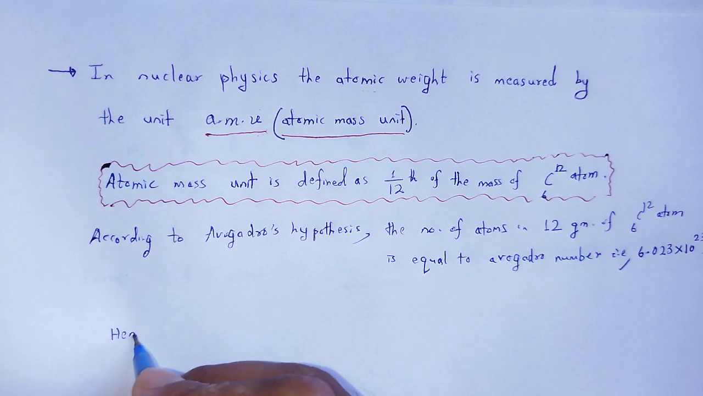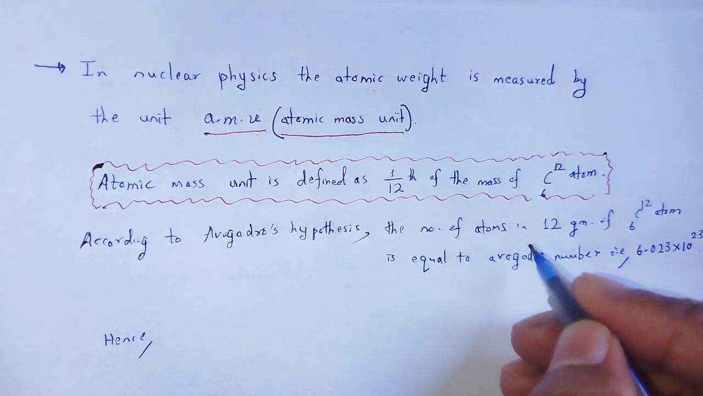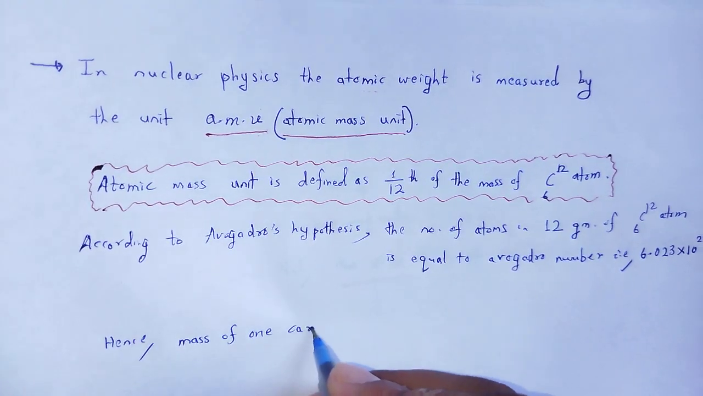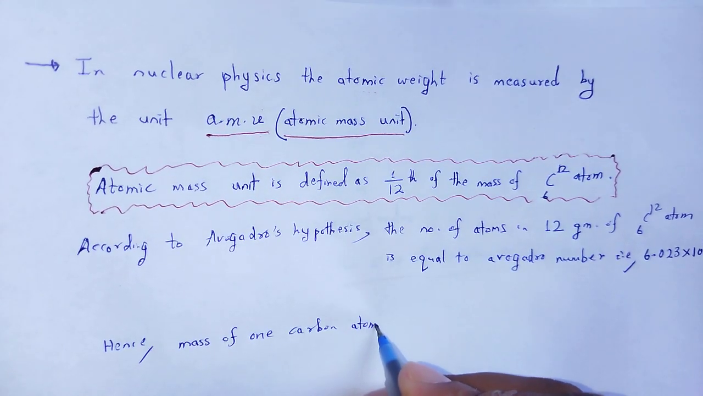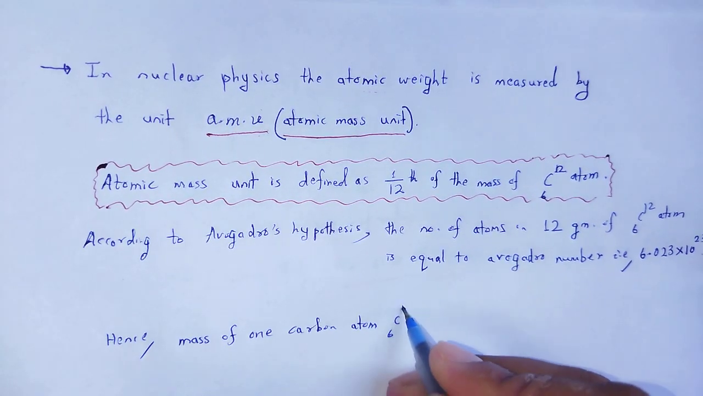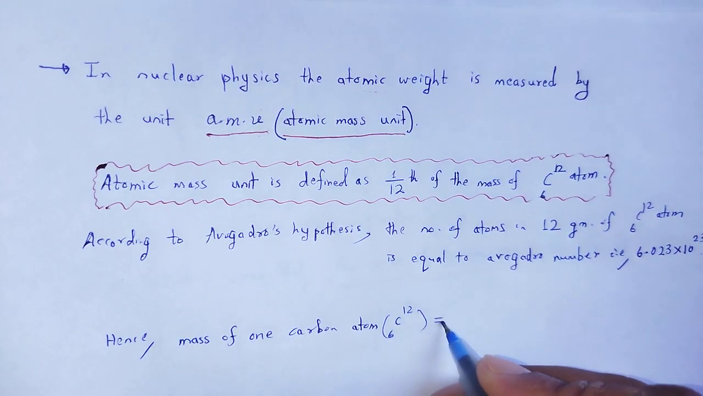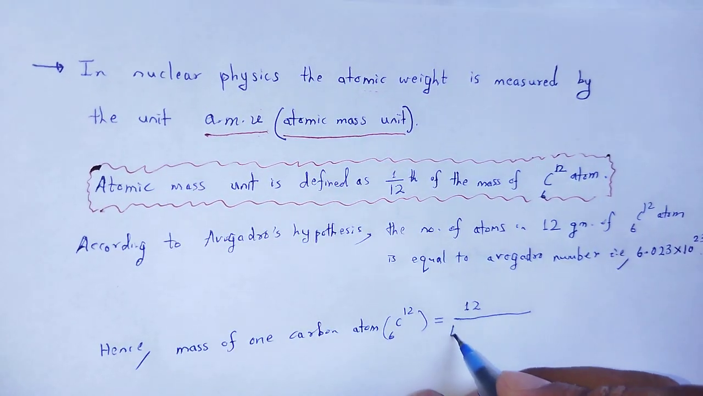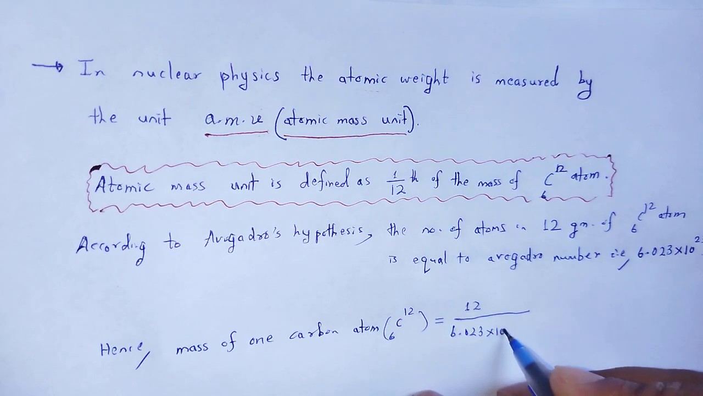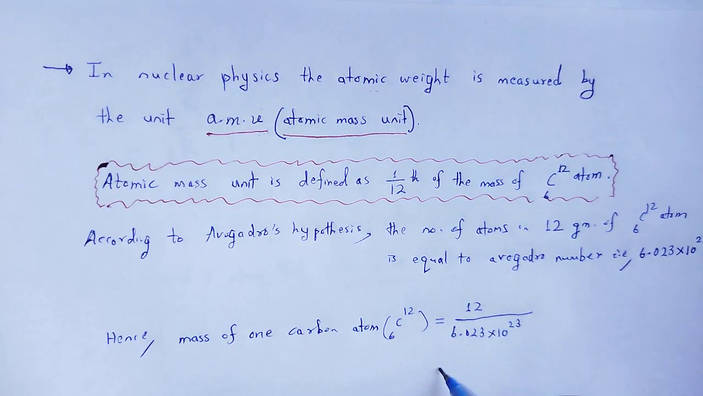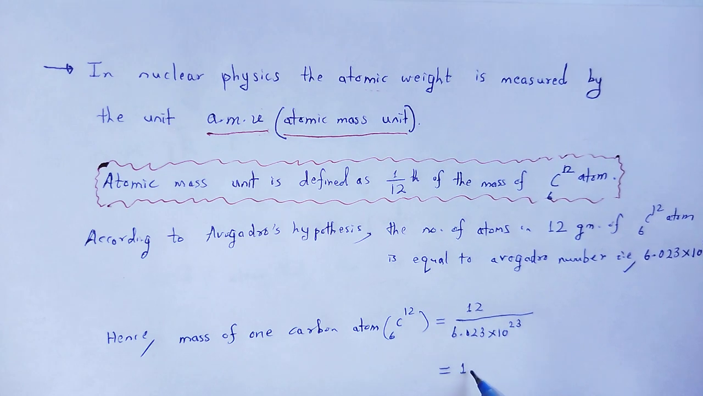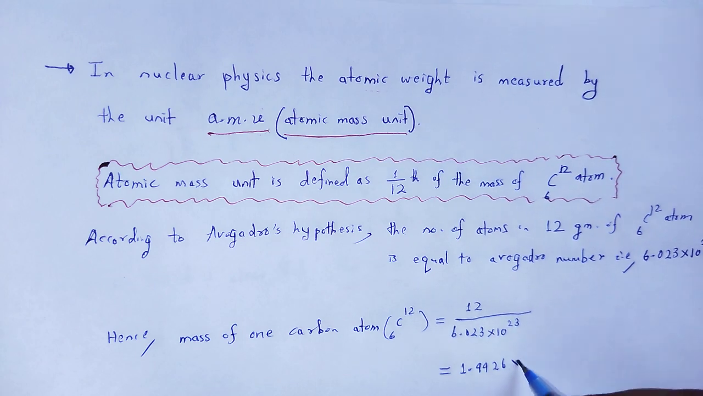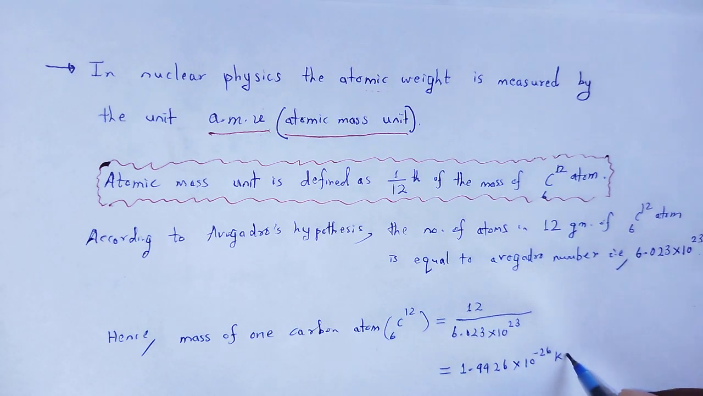Hence, mass of one carbon atom can be calculated. Mass of one carbon atom, 6 carbon 12, is equal to 12 divided by that Avogadro's number, 6.023 into 10 to the power 23. On solving it, we have 1.9926 into 10 to the power minus 26 kg.